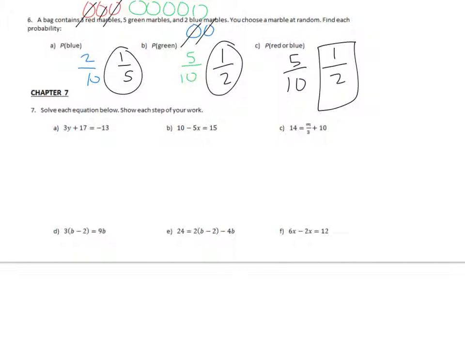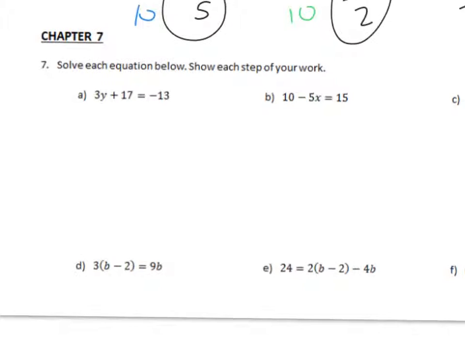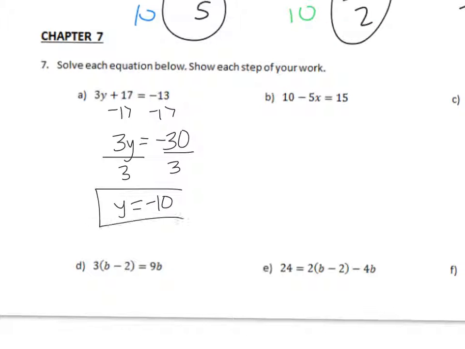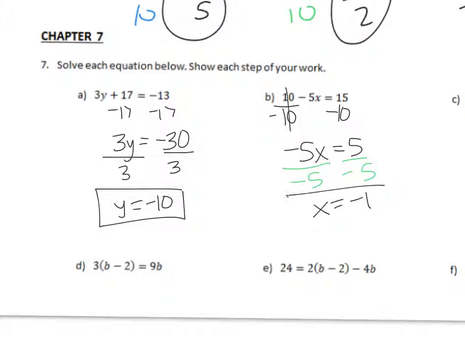And then chapter 7, solve each equation. So you're going to subtract 17 first. So 3y equals negative 30, and divide both sides by 3. Y equals negative 10. Now letter B, that's a positive 10, so you're going to subtract 10 and get negative 5x equals 5. Then divide both sides by negative 5. So x equals negative 1.